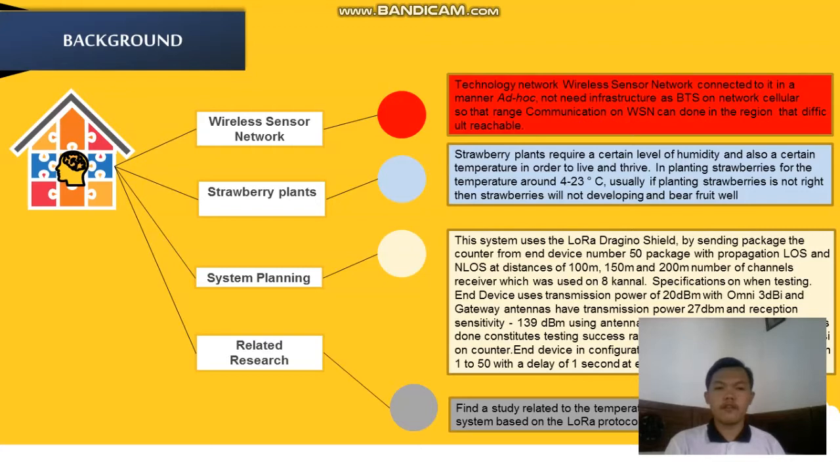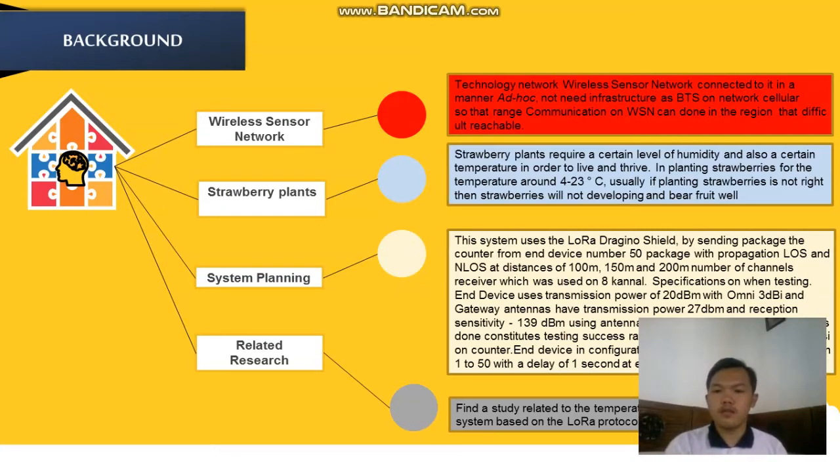The next system planning for final project. This system uses the LoRa Dragino by sending packets, the counter from end device number 50 packets, with propagation loss at distance of 100 meter, 150 meter, and 200 meter, number of channel received. Specification when testing: end device uses transmission power of 20 dBm with Omni 3 dBi, and gateway antenna has transmission power 27 dBm and reception sensitivity minus 139 dBm using antenna Omni 2 dBi power.